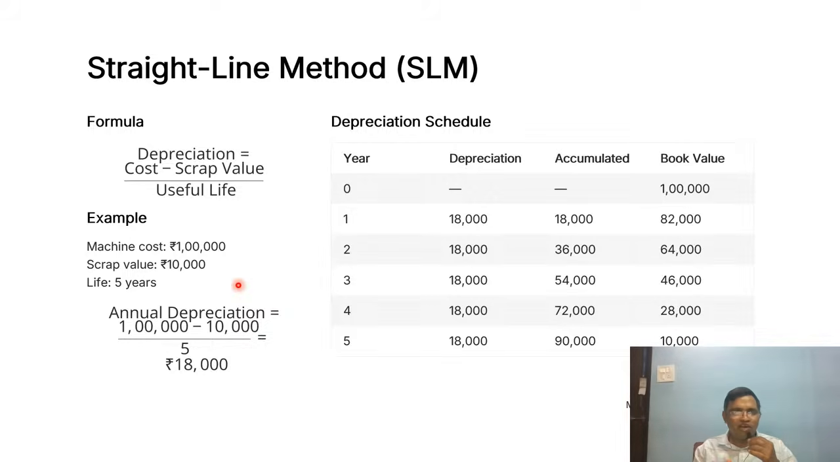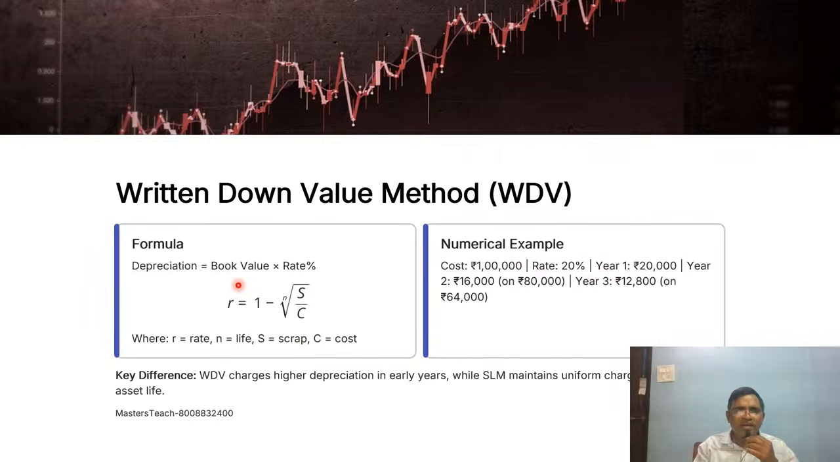These are all there in your syllabus, as well as in the 11th and 12th standard. Okay, written down value method. The depreciation equals book value times rate, percentage rate. So this is the formula. Numerical example: 1 lakh, rate of depreciation is 20%. In the first year they are going to deduct 20%. After that, again they are going to deduct 20%, like that they keep deducting.